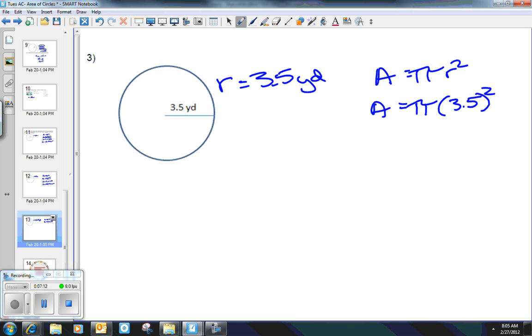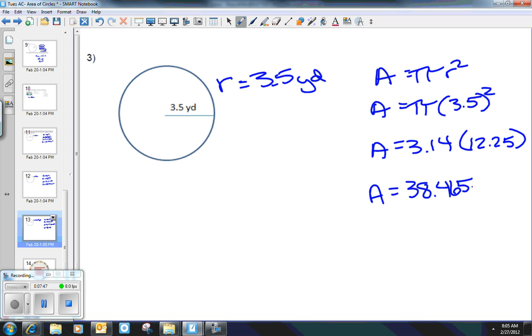All right. It really doesn't matter if you put that squared sign on the inside or the outside. It's going to get done first because it's an exponent. So area equals 3.14, and then 3.5 squared is going to be 12.25. Okay, and then we're going to take that 12.25 times 3.14 to get our final answer. So here the area equals 38.465 yards squared.